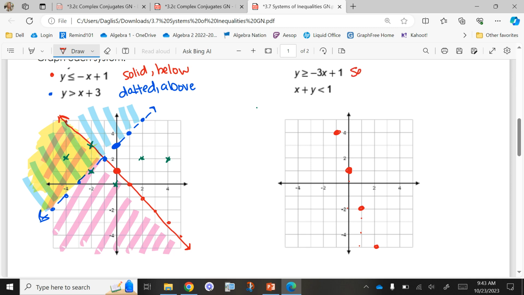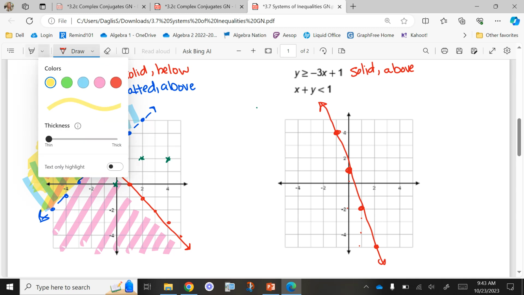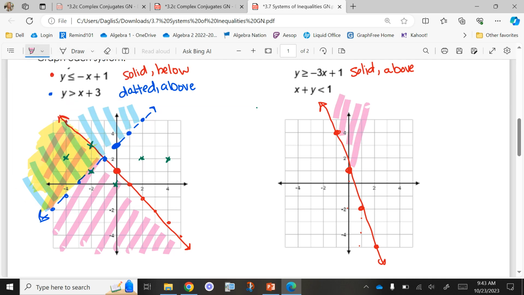Will this be solid or dotted? It will be solid. Am I going to shade above or below? Above. We know that because we're greater than. So solid line. I have both eyes and I still suck at drawing lines. And we're going to go above it. So again, my shortcut is I found my y-intercept and I went above. So I know I'm in this section right here.